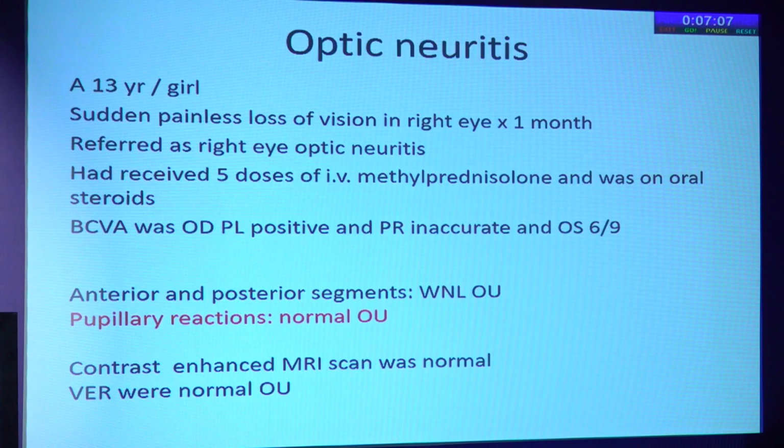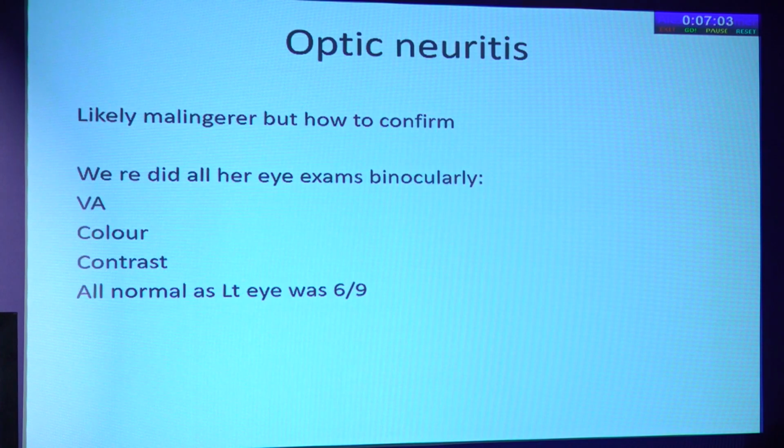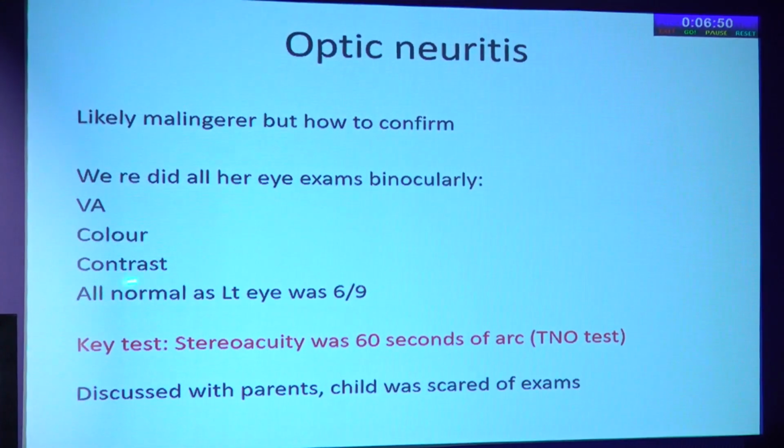So everything was done in the child, because young girls are sometimes not easy. Everything was normal. Likely malingerer, how do we confirm? Again, we did all our tests first to confront her. We did everything binocularly so that she feels that, yes, I'm seeing through the better eye always. The key test was stereopsis.